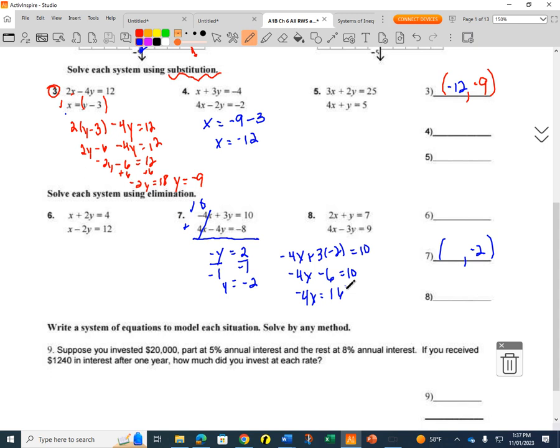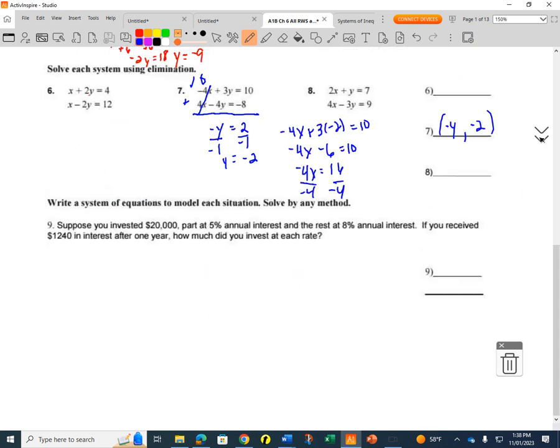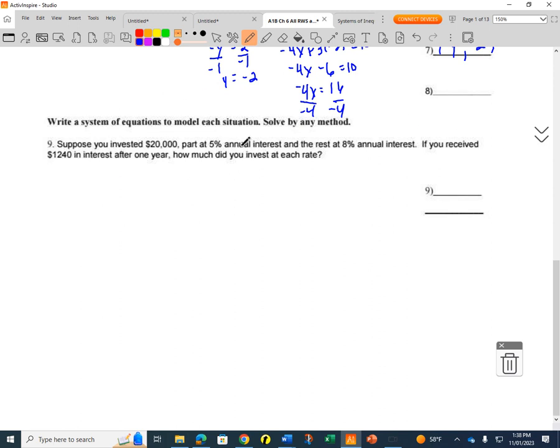Okay. Alright, follow along. Divide both sides by negative 4. And x is negative 4. Alright, I know these were hard for you, so you may want to be following along with me on number 9. This is one of the worst problems. You will have these on the test.